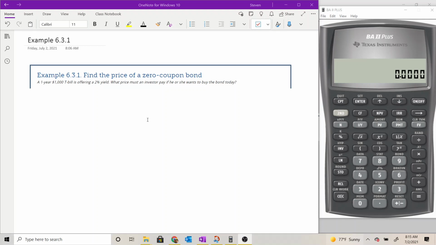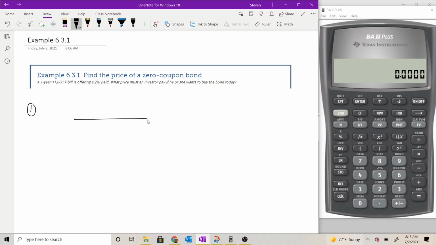We're starting with zero coupon bonds because the cash flow structure is the simplest of all the bonds that we'll look at. Okay, so this one says we've got a 1 year $1,000 T-bill. That means that the cash flows, the timeline for this one, is going to be over just a single year. So we'll start by mapping out our timeline. So we've got today, time period 0, and then we have 1 year from today.